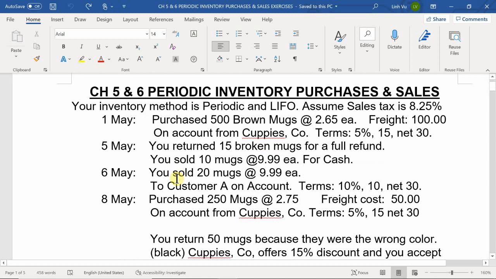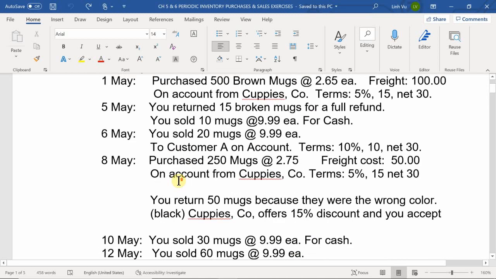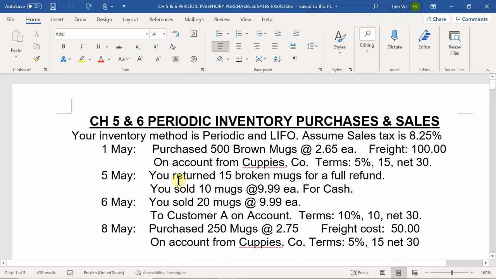May 1st, we purchased 500 brown mugs at $2.65 each on an account. Now, in this case, we were also given terms. If I'm paying on the 30th of May, did I meet my discount period? No, I missed it. But then, on May 5th, we end up returning 15 broken mugs for a full refund. So our total amount that we owe does not equal up, because we were charged this much and then returned a few items. So that's the first one, and we'll deal with that in order.